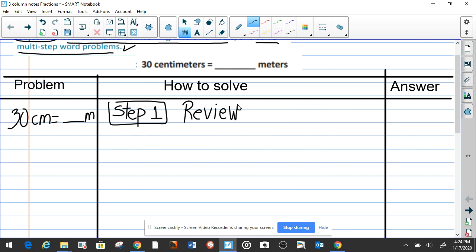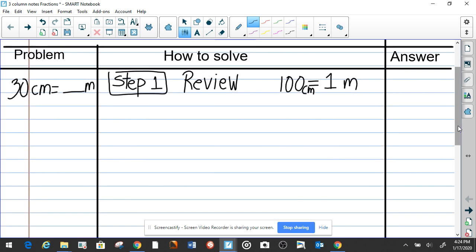So 100 centimeters equals 1 meter. That's something that we have to review. You have to remember that. Okay? Always review the measurements that you're going to be working with. Okay? So now we said that we have 30 centimeters.